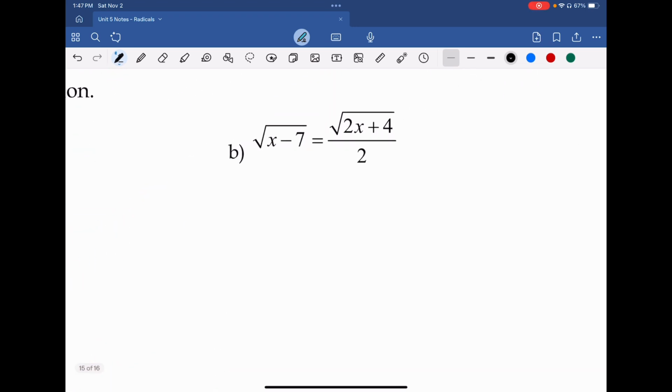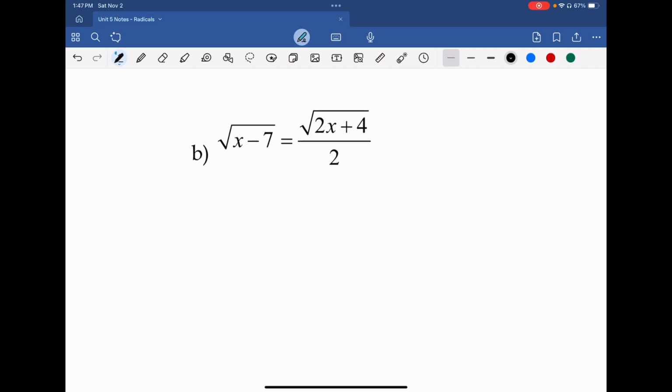Okay, now we can go over to part B. If we see this type of problem, what I'm going to do right away is establish what the restrictions are. So for part number 1, x minus 7 must be greater than or equal to 0 because it's the one radical. The other one, 2x plus 4, which is the radicand of the second radical, is greater than 0.